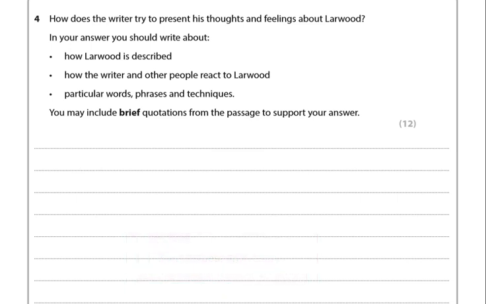So that is testing your reading for meaning skills, and they want to see you focusing on the writer's use of language. So really looking for figurative devices, looking for interesting phrases, interesting words, the way we get a sense of the writer's attitudes and values. So they are our 4 typical questions for section A of paper 1.